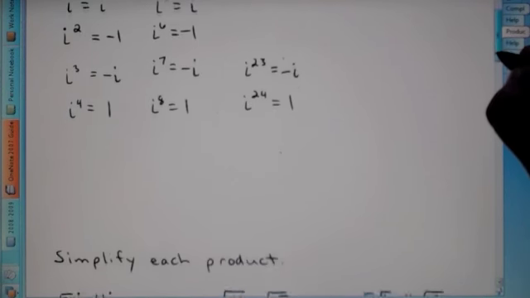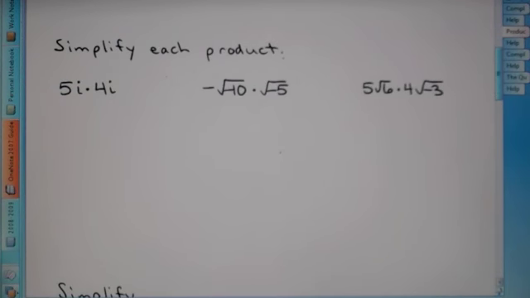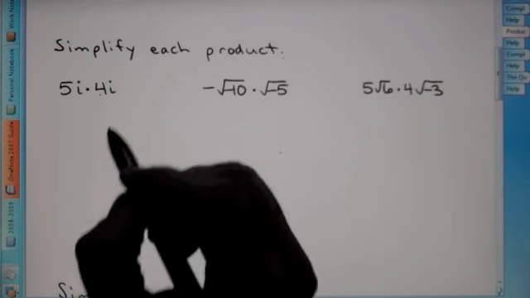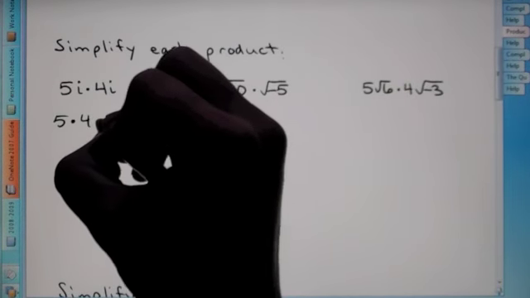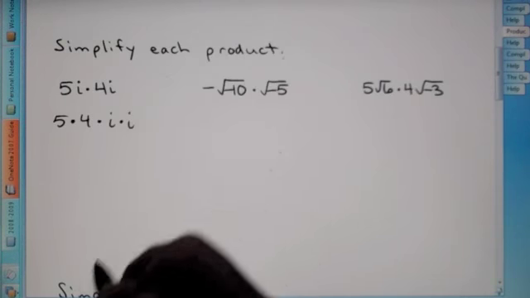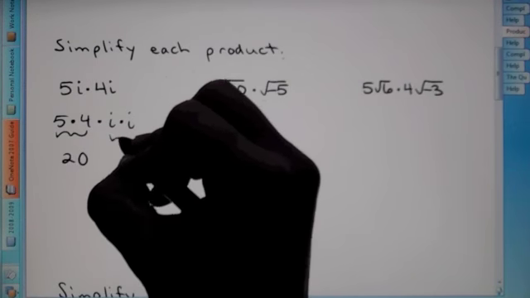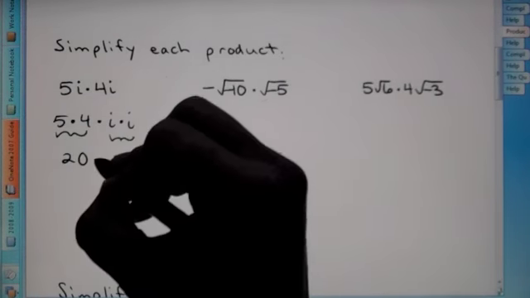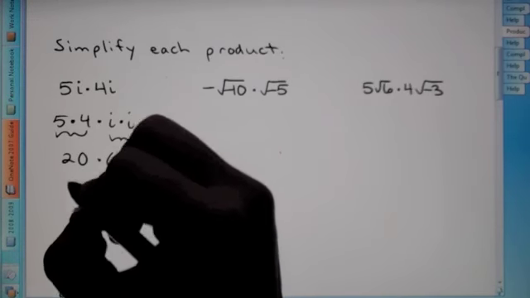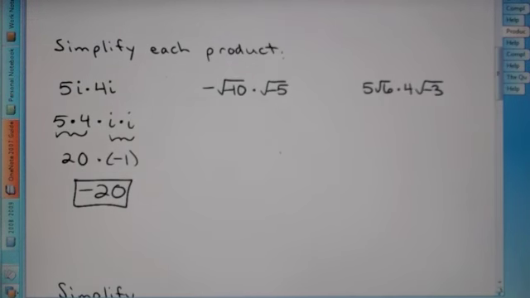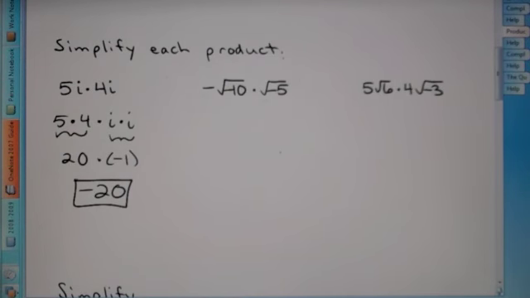Alright, let's start doing some products and some quotients. The first one says simplify each product. So we have 5i times 4i. Technically I can say this is 5 times 4 times i times i. I know that 5 times 4 is 20. i times i is i squared, which we said is negative 1. So my answer is just going to be negative 20. Just don't forget, the big thing to remember is that i times i is i squared, which is negative 1.